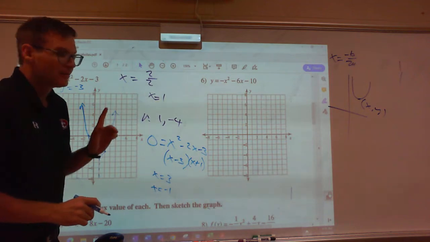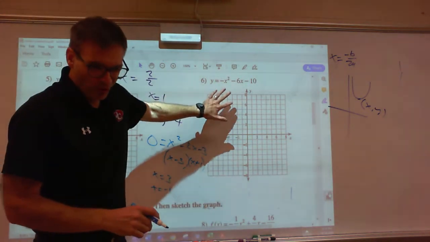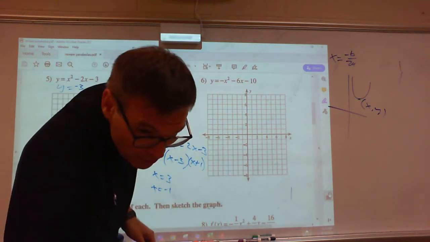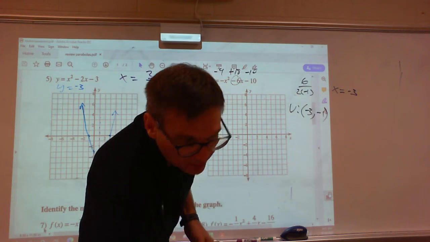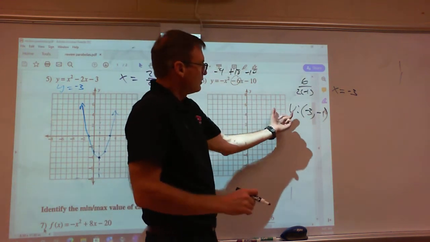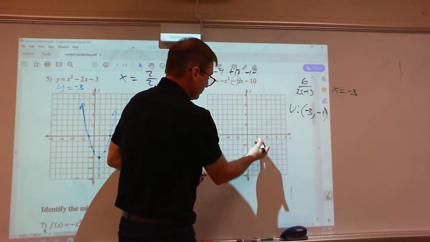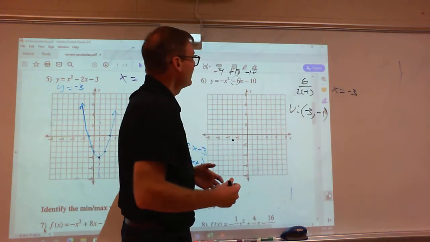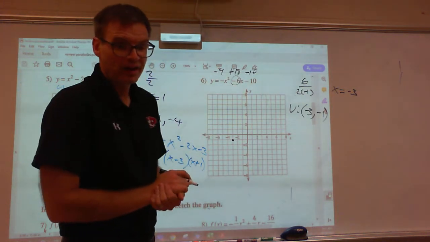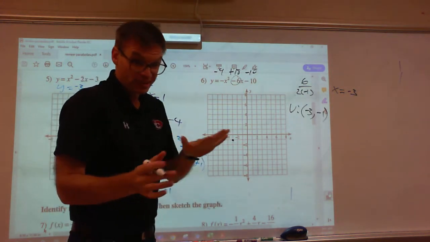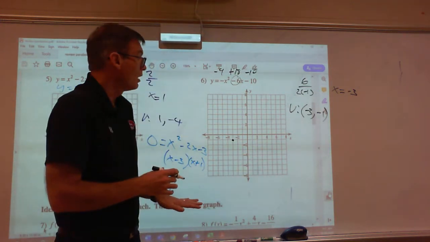All right? Now, the x-intercepts on this one aren't real nice, so we're not going to do those. But here's what I want you to do. We found our vertex was (negative 3, negative 1). So we plot it, negative 3, negative 1. Now, the next part, actually, before we find the next part, let's make sure the answer we get makes sense.